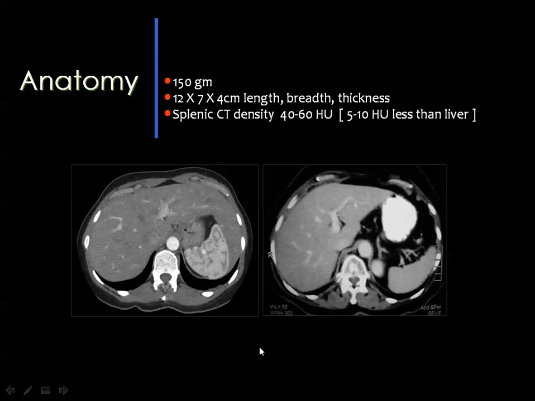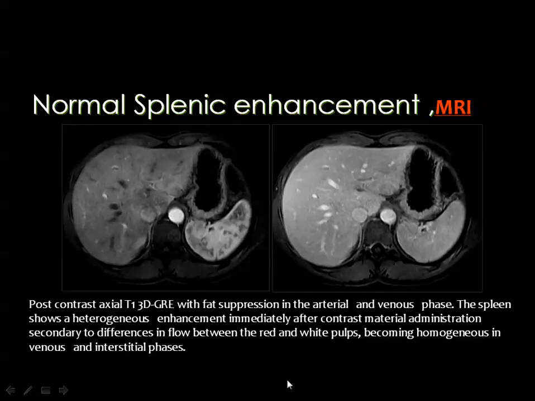After the development of multi-detector CTs, we are able to have the triphasic study, and in the arterial phase you get this mosaic or mottled appearance of the spleen, and this is considered normal, as you all know. And in the portal and the delayed phase, you will see homogeneous enhancement of the spleen.